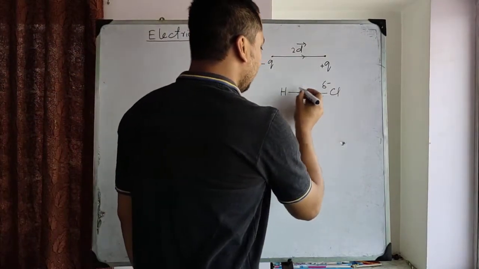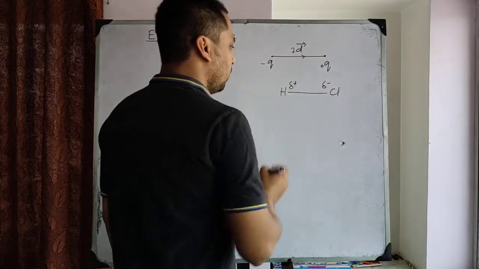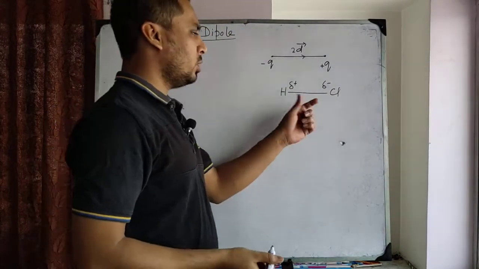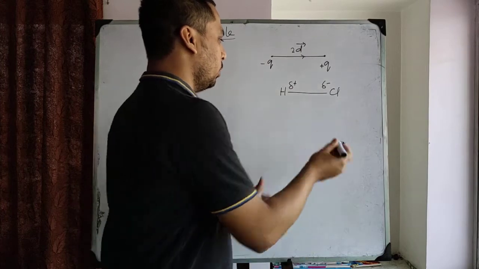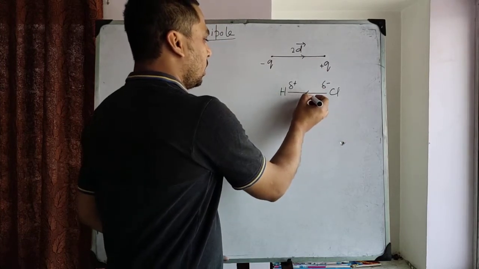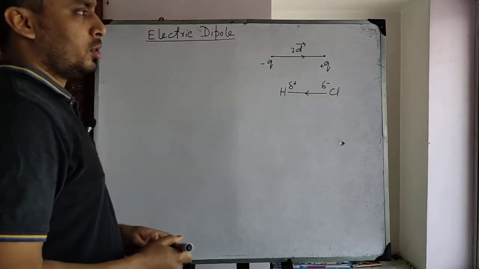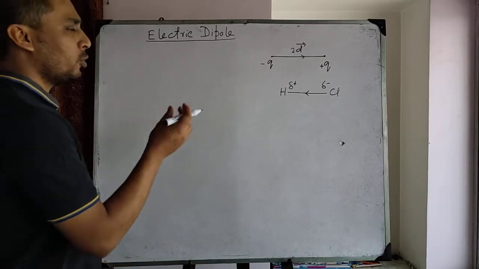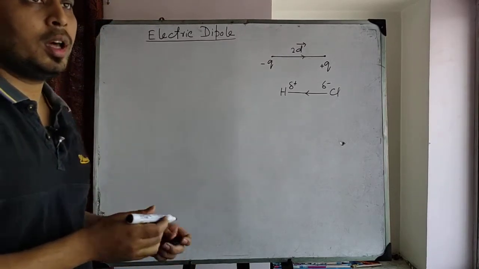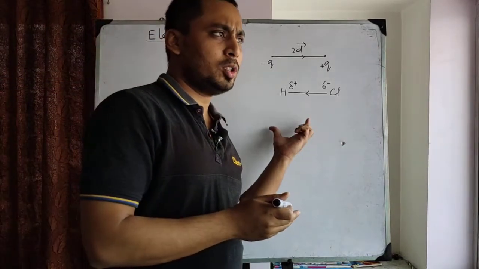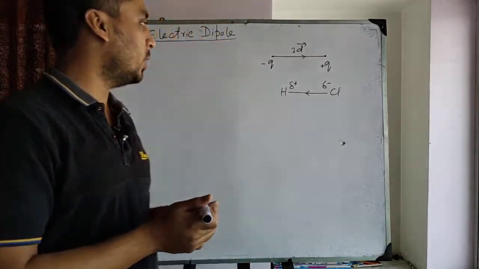This portion is delta negative, and this is delta positive. So it forms an electric dipole. The dipole moment of an electric dipole is defined as the product of the magnitude of either of the charges and the separation distance between them.